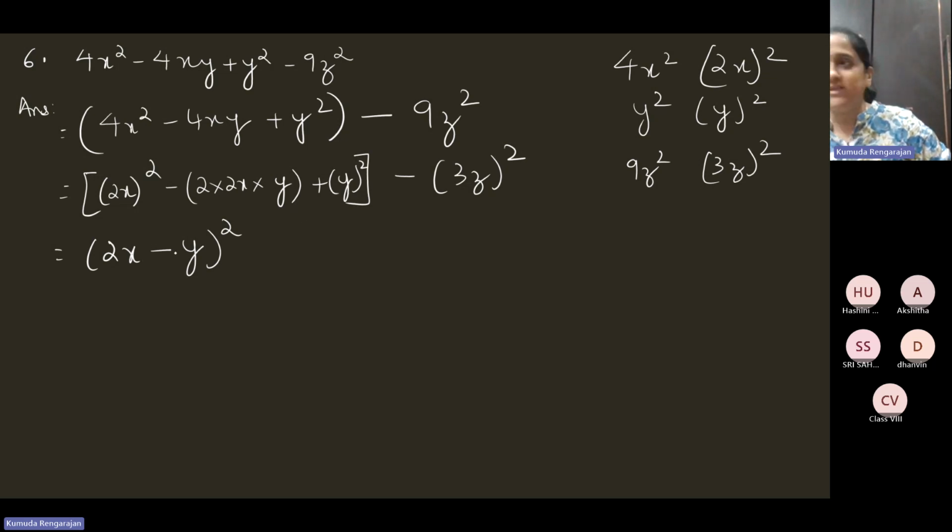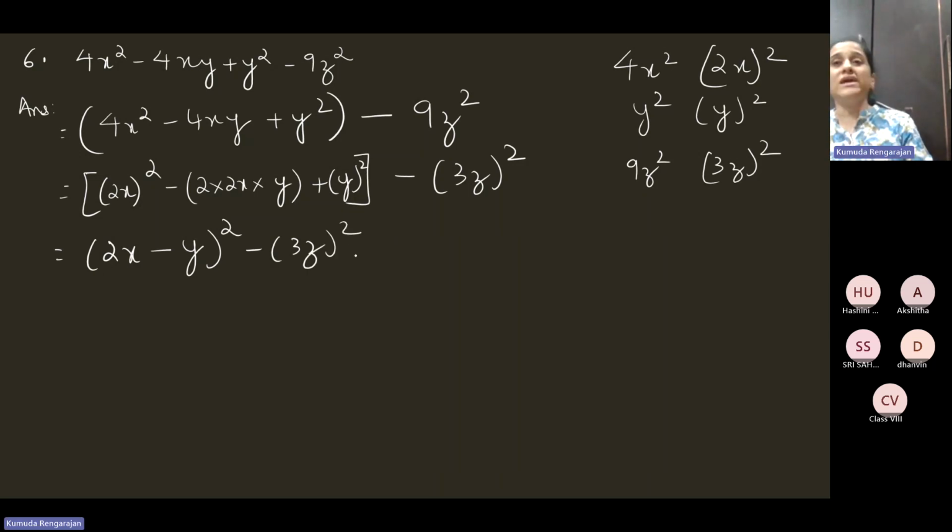And why is it a minus b the whole square? Because it is a square minus 2ab plus b square. If it's minus 2ab, it is a minus b the whole square. If it is plus 2ab, then it is a plus b the whole square. If the middle term is plus 2ab, then it will be a plus b the whole square. If the middle term is minus 2ab, it is a minus b the whole square. Minus 3z square as it is.